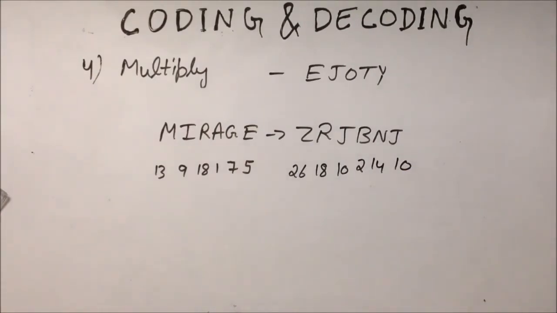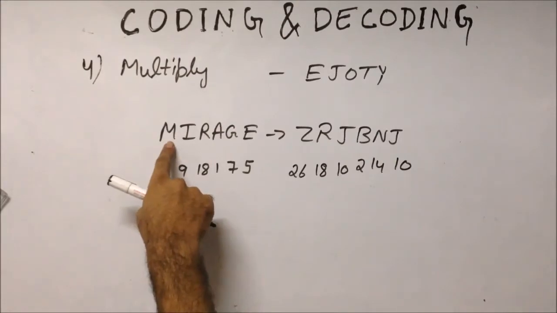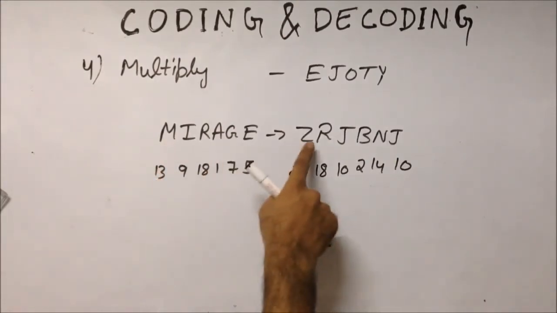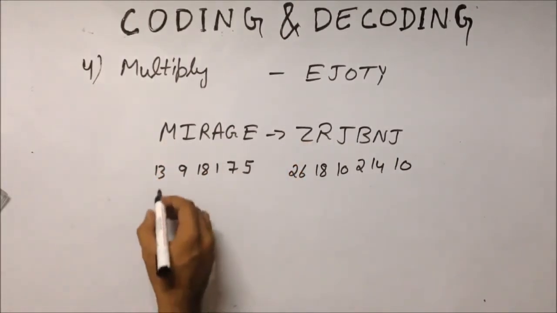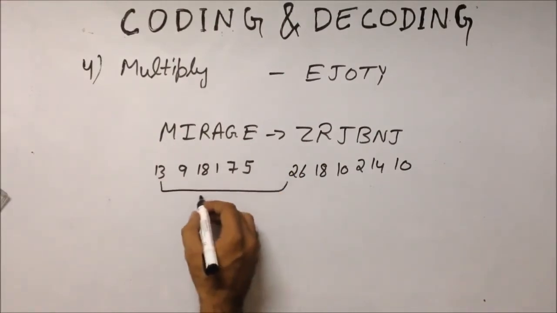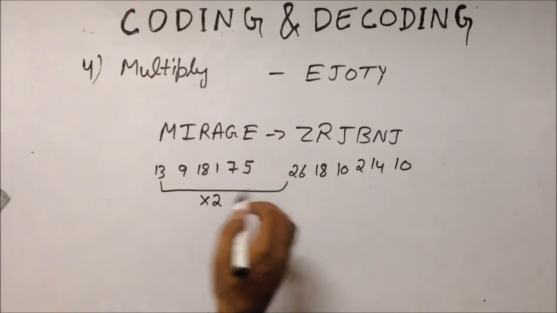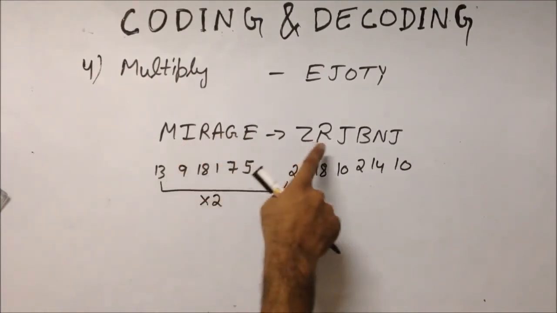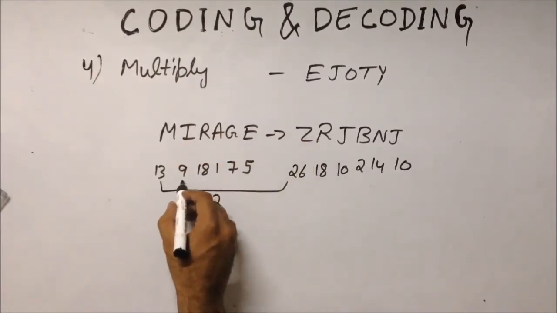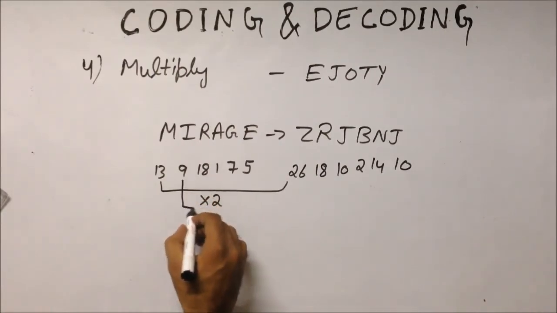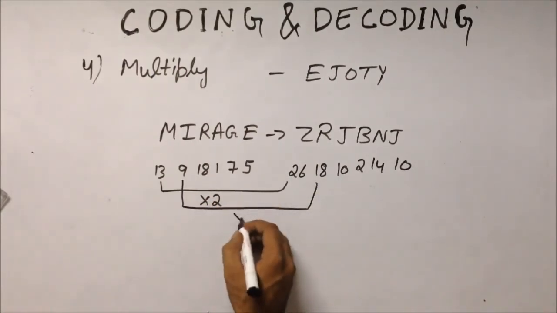Now we'll see the corresponding codes for the word MIRAGE. We know that M comes at 13th place and Z comes at 26th place. So here we can see that we are multiplying 13 by 2 and hence getting 26. Again, you can see that the code for the letter I is R. I comes at 9th place and R comes at 18th place. Again, we are multiplying by 2.